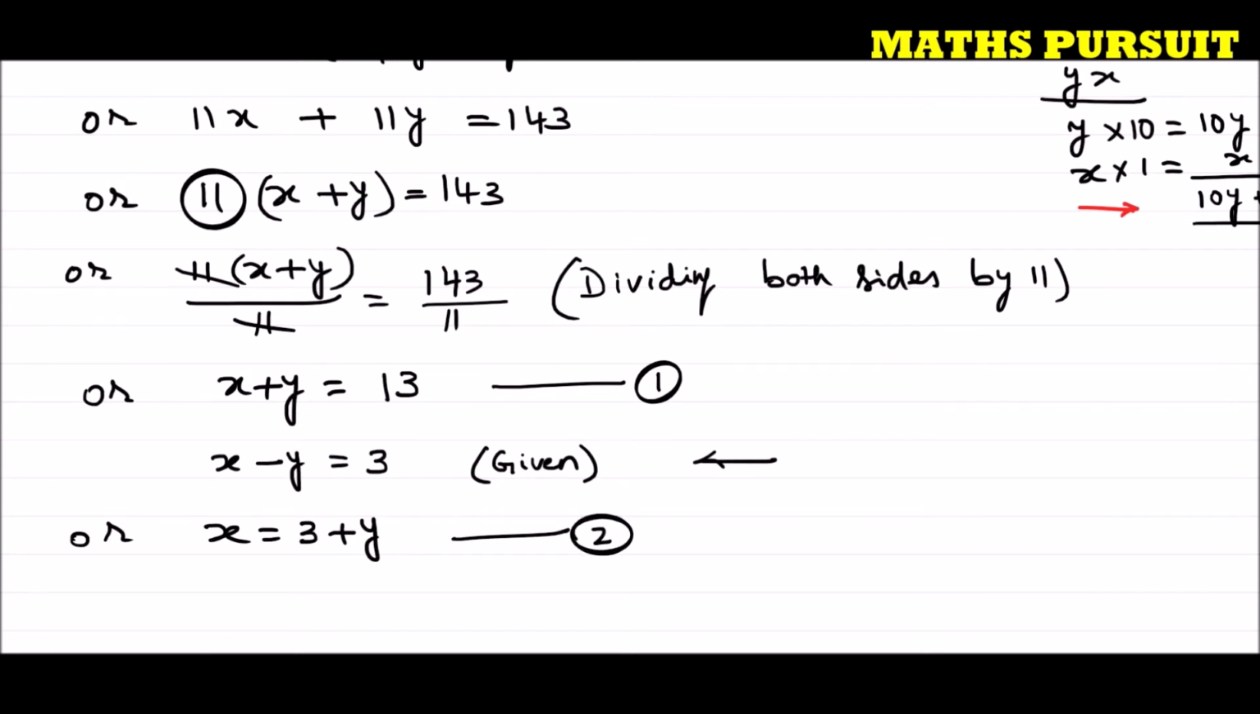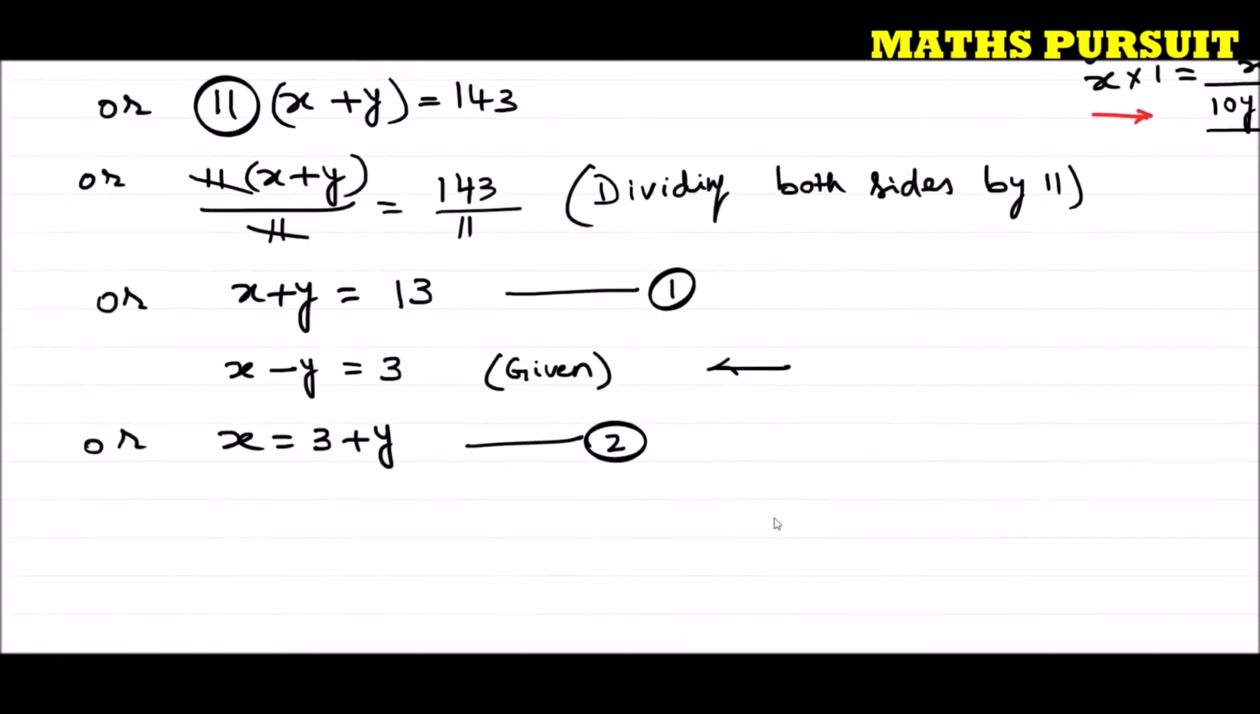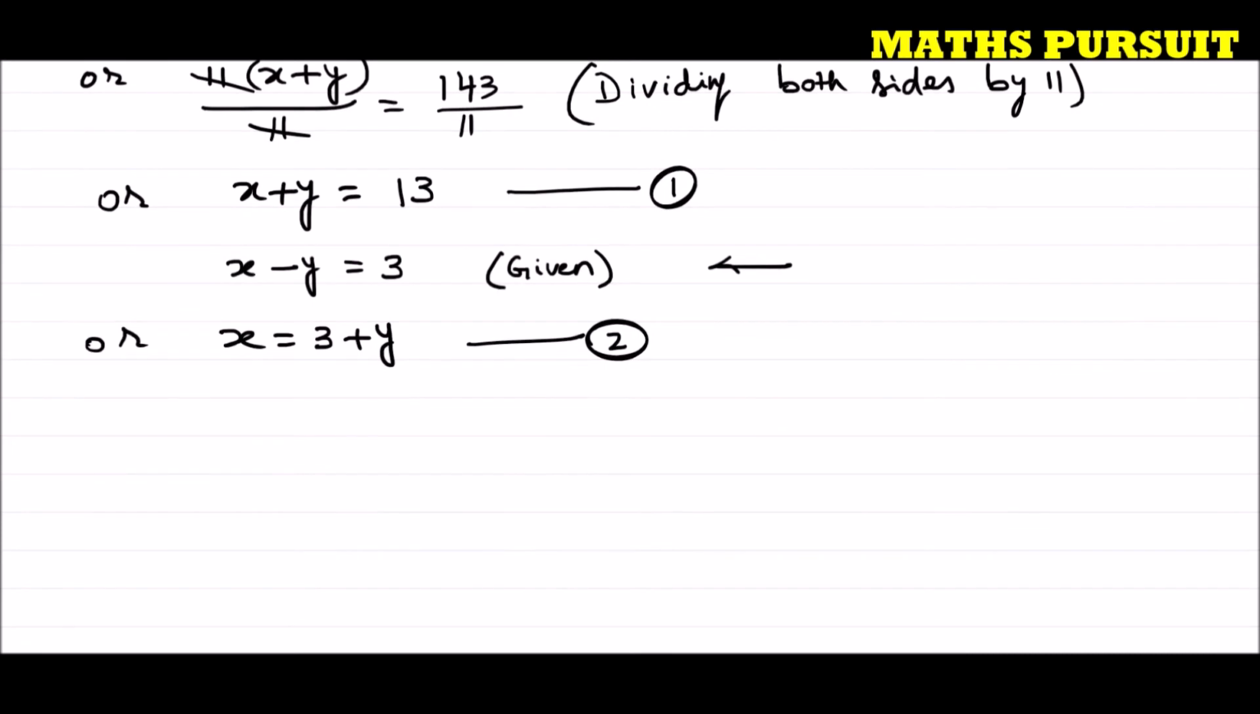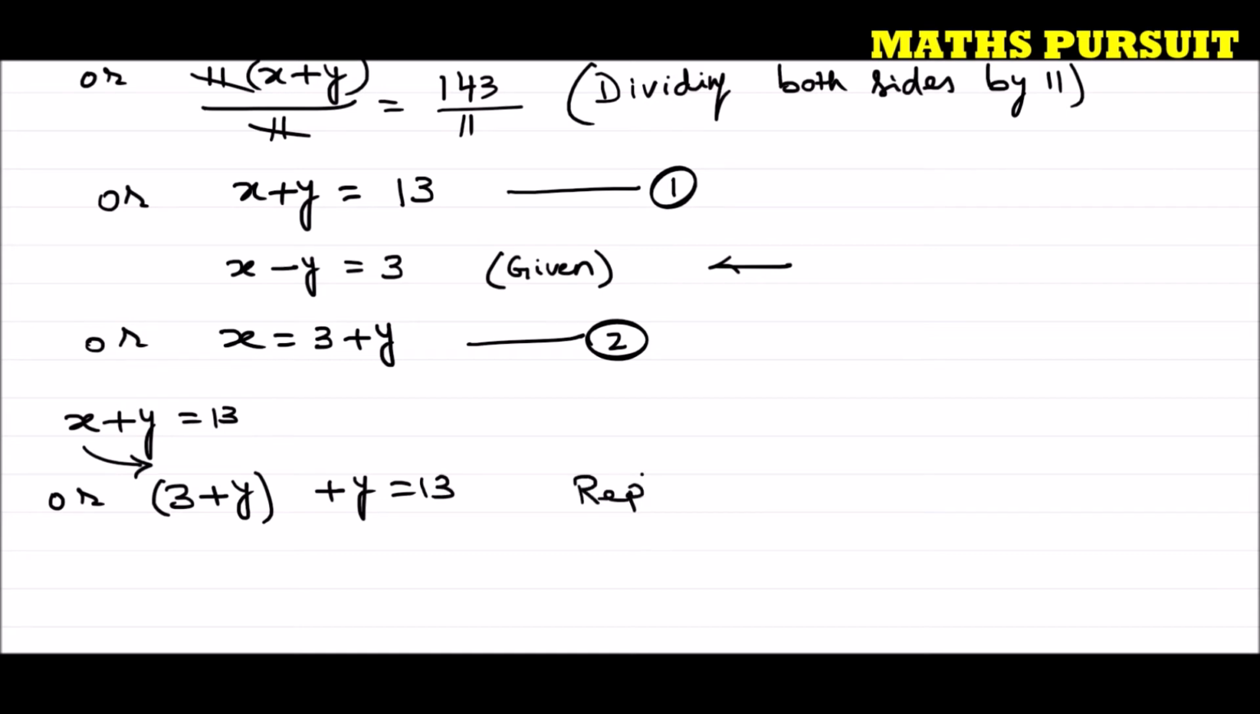Now let us replace the value from equation number 2 in equation number 1. Please try to understand. Equation number 1 says x plus y is equal to 13. Or I can write 3 plus y, instead of x I am replacing it with 3 plus y, plus y is equal to 13. What I am doing here? Replacing the value of x.